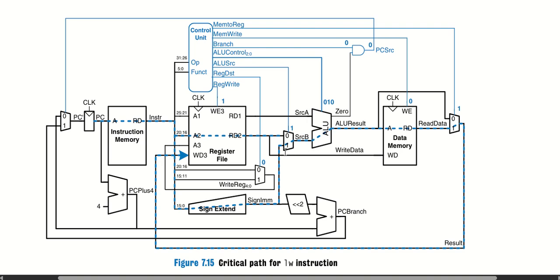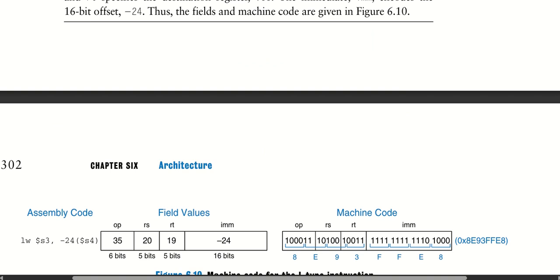Can you write an example? Yes, for example this one: load word $s3, comma, minus 24 into bracket $s4. Now, this thing I've written is assembly code. The computer doesn't understand assembly code, so the compiler will transpile it to machine code.